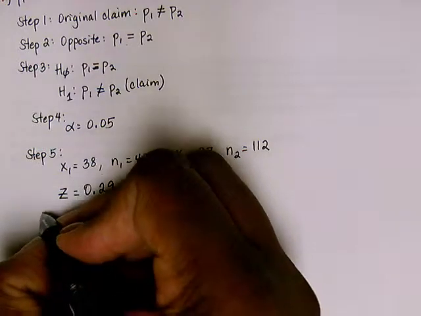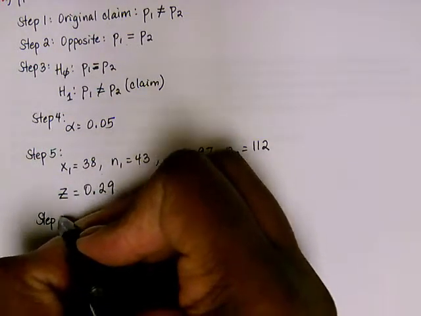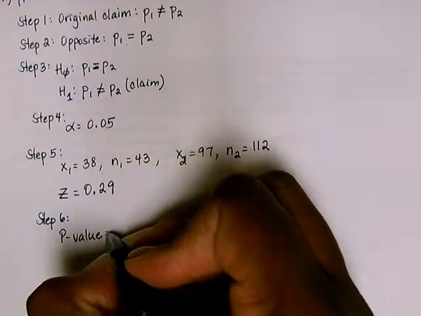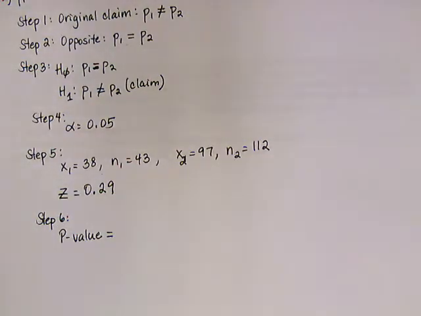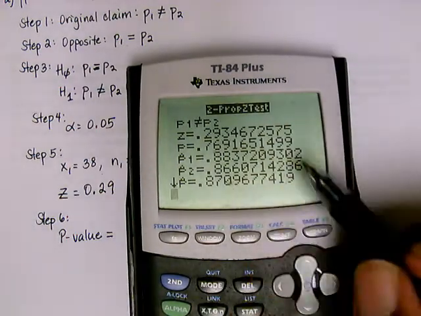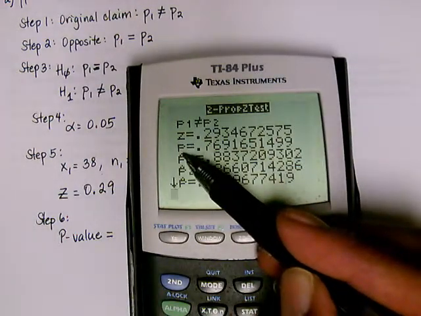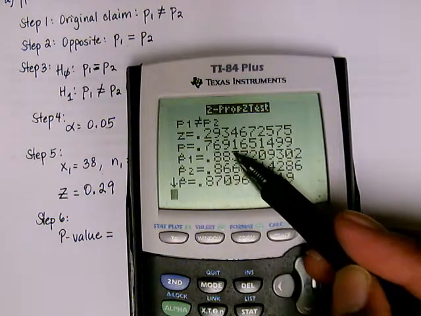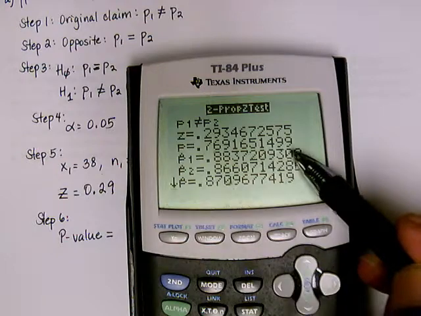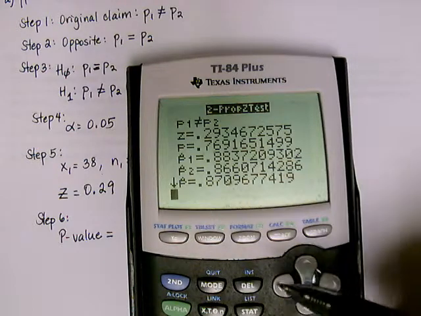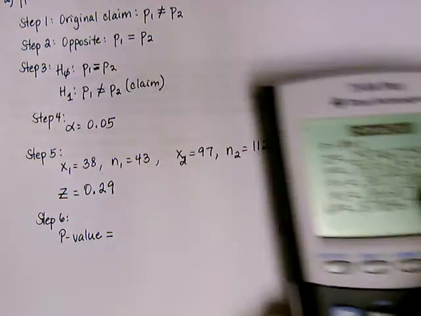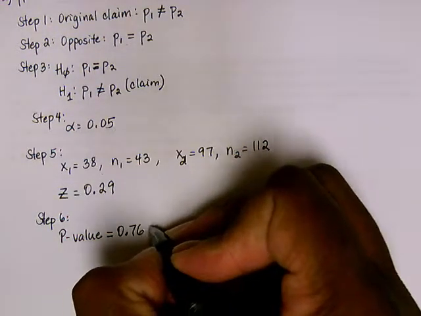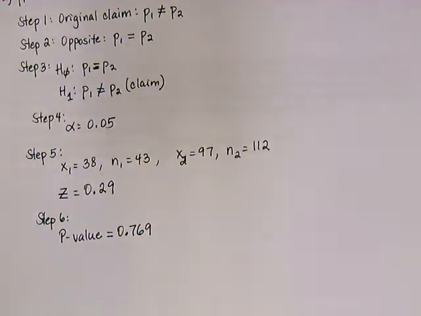Step number 6 is the p-value. Here, if you look, you'll see where the lowercase p is. That's your p-value. 0.76916514999. But let's round that off to 3 decimal places, 0.769. So your p-value there will be 0.769.